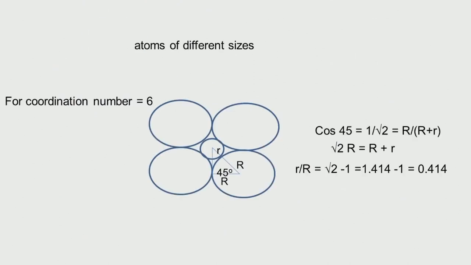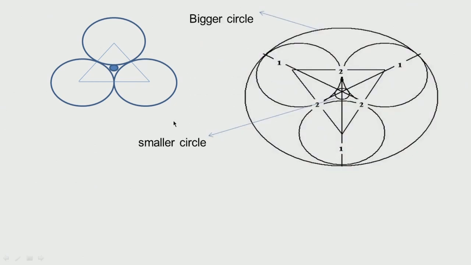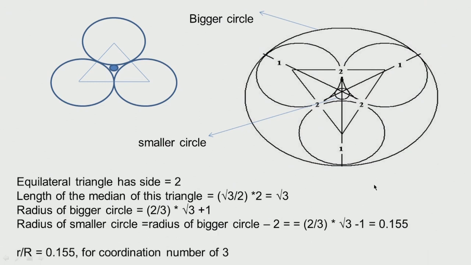Similarly, if we want to look at 3, where this is touching 3 of them, again it goes through your geometry. So how do we do that? First we draw a big circle which will cover all these 3 small circles. Then what will be the length of this particular perpendicular? Again it comes from your geometry, because this is an equilateral triangle, and each of these radii is R.